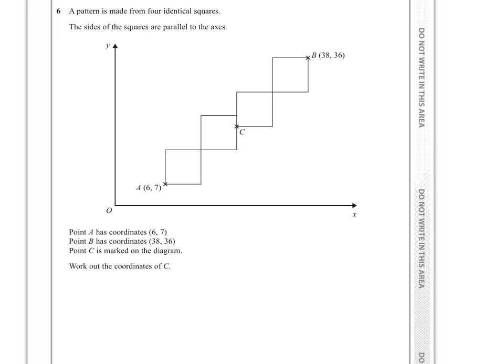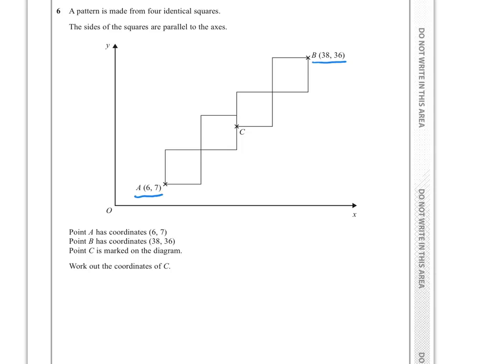Question 6. I think this is the hardest question on this paper. Well, it is for me anyway. I don't know if it is for you. We're starting at 6, 7 for A, and we're ending at B, 38, 36. And it says the pattern is made from 4 identical squares, same length for each side, and the sides of the squares are parallel to the axes.